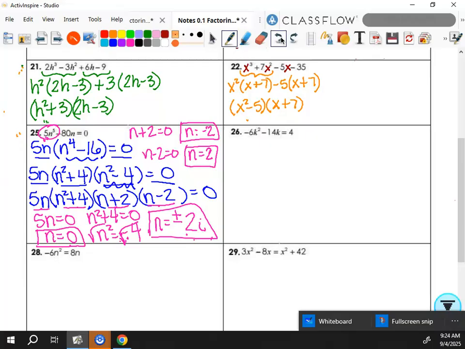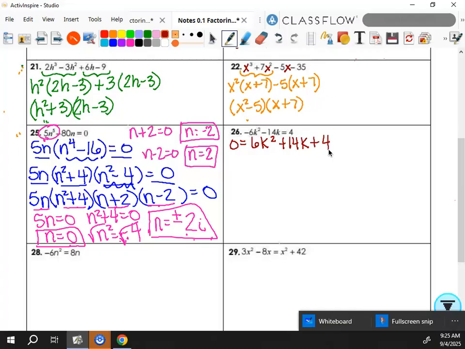All right, so number 26. Before I do anything, what do I need to do first? Set it equal to 0. Exactly. Now, I could move over the 4, and that would be fine. But I personally think it's a lot easier when we keep our leading term positive, right? So instead of moving the 4, I think I want to move the other 2 terms to the right. You with me on that? That way just those are positive. Okay, so we are going to have 0 equals 6k squared plus 14k plus 4.